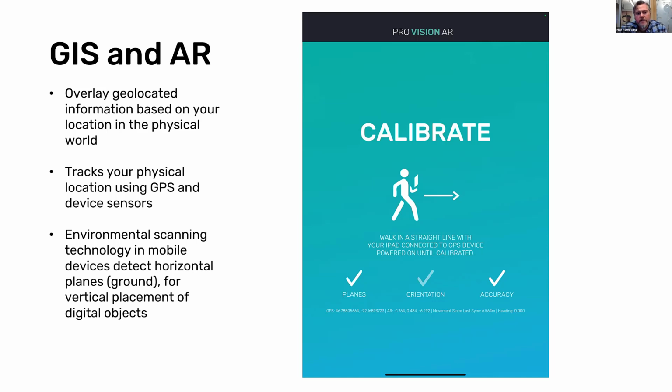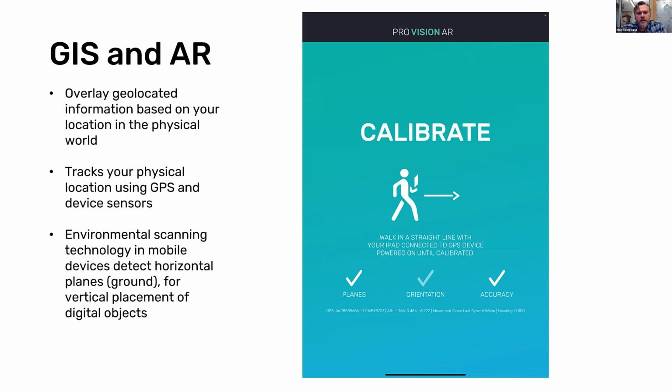Environmental scanning technology in mobile devices detects the horizontal planes. If you've ever used any of those shopping apps where you can place an object in your room, or similar apps, there's usually a calibration procedure that starts out the experience. What that's often doing is just detecting where ground planes are using the device's sensors. In the case of underground utilities, the horizontal planes are the ground. So that's how it knows where to reference things above or below ground, depending on the scenario.